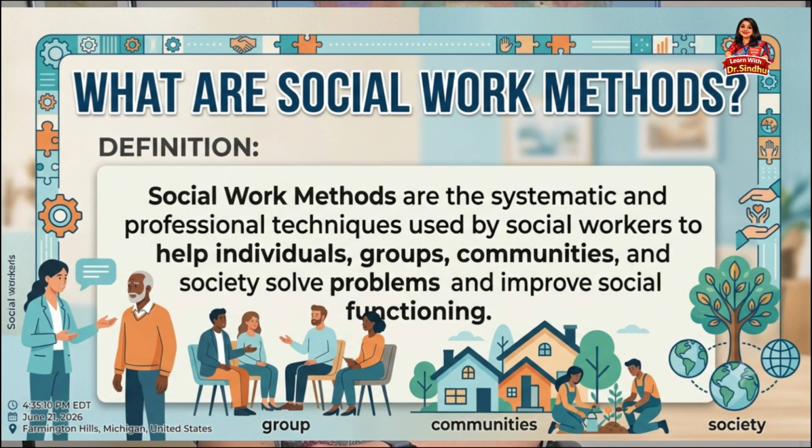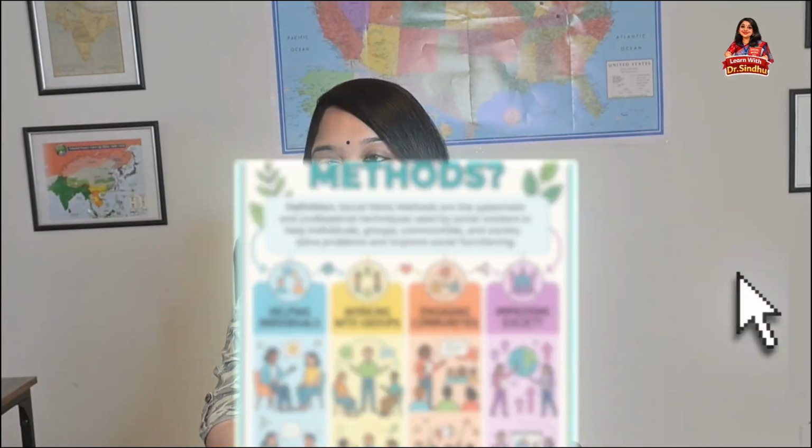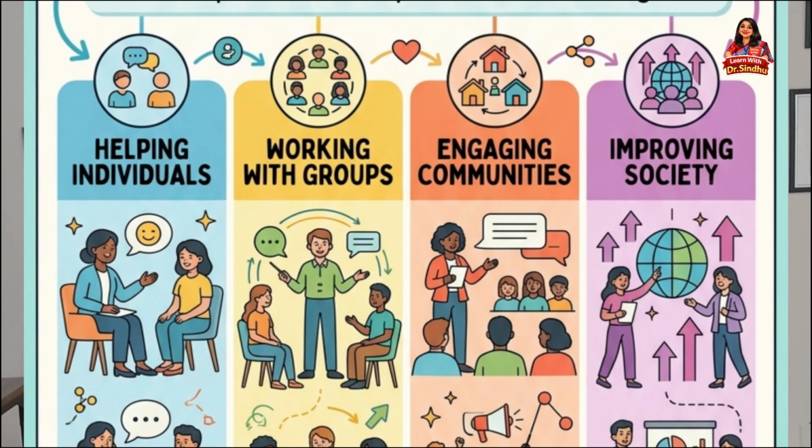Let's understand the definitions and meaning of social work methods. Social work methods are the systematic and professional techniques used by social workers to help individuals, groups, communities, and societies solve problems and improve social functioning. In simple words, social work methods are the professional tools and techniques used by social workers to help people solve problems, improve their lives, and achieve positive change.